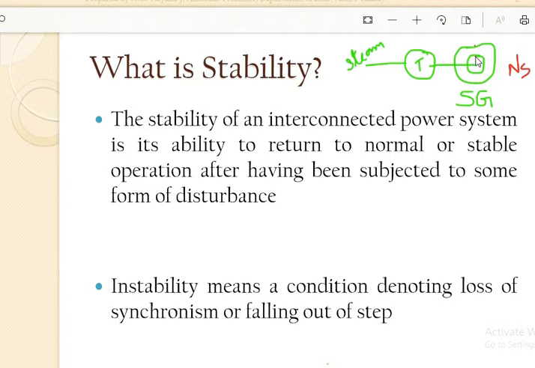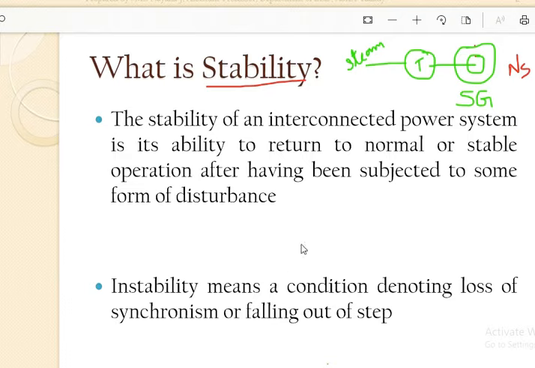So this is the stable case, or we can say that your machine is rotating at a speed equal to synchronous speed. If this is the case, you can say that your power system is completely stable. So here the stability of a power system is being discussed by considering the speed of your machine. If your machine is rotating at a speed equal to synchronous speed, you can say that your system is stable. Am I clear?